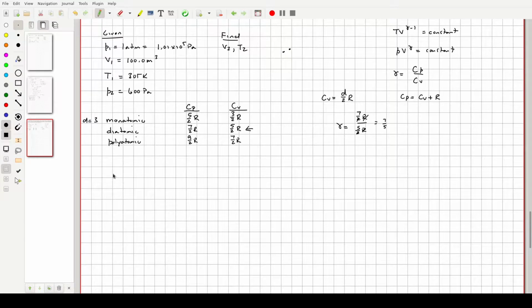I know, according to adiabatic processes, that P1 V1 to the gamma is going to equal P2 V2 to the gamma because it's constant. So P1 V1 to the 7/5 is equal to P2 V2 to the 7/5. Now, I'm trying to find V2 and T2. I'm going to use this to find V2. So what I have here is that V2 to the 7/5 is equal to P1 over P2 times V1 to the 7/5. Now I'll raise it to the 5/7 power on both sides.